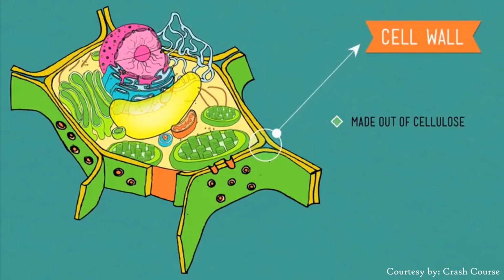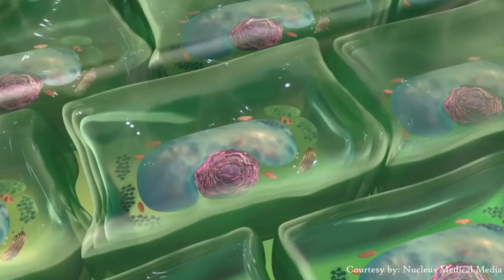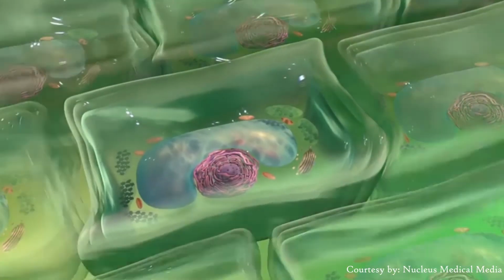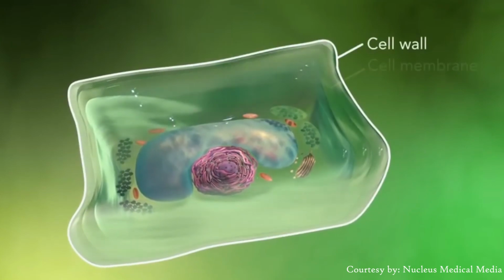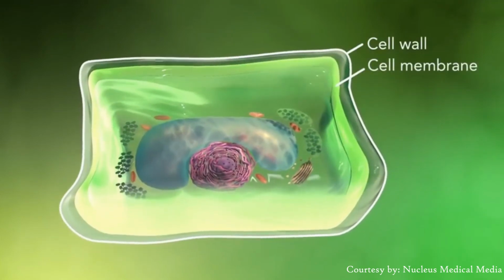Cell wall provides rigidity, support, and protection against mechanical rupture of the cell. It is only present in plants and other prokaryotes.